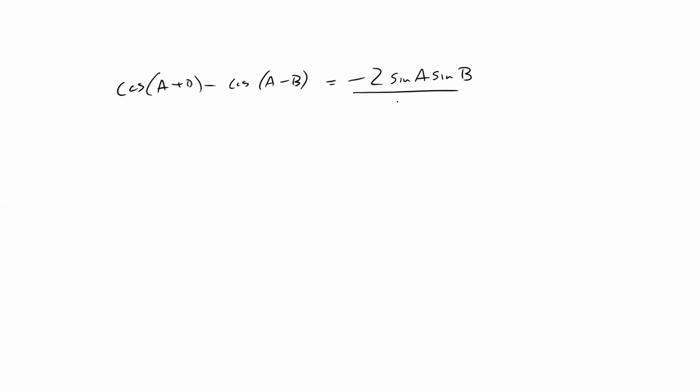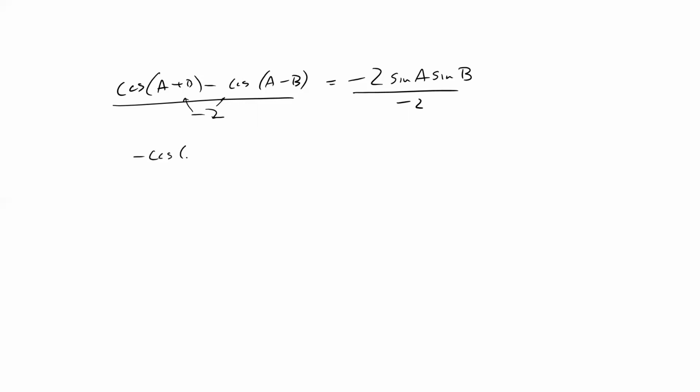Let me go on to the next slide here real quick. So I have cosine of A plus B minus cosine of A minus B is equal to negative 2 sine A sine B. Tell me, is that what you guys have so far? Cool. Okay, I don't like negatives, first of all, so I'm going to divide this through by negative 2. So the negative is going to go here, the negative is going to go here.